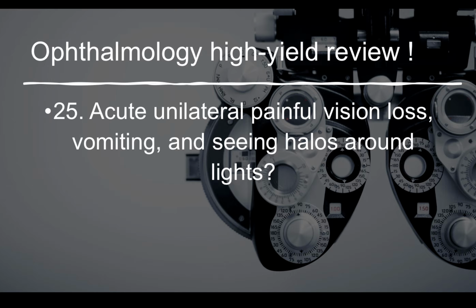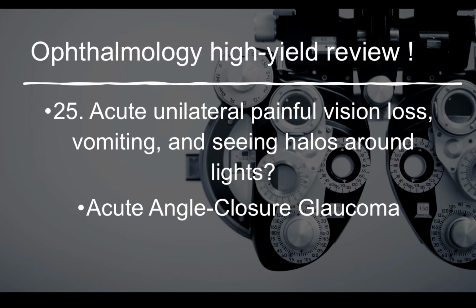Acute unilateral painful vision loss, vomiting, and seeing halos around lights. This should make you think of acute angle closure glaucoma. The keyword being painful vision loss. You're going to have vomiting and seeing halos. So this is acute angle closure glaucoma.